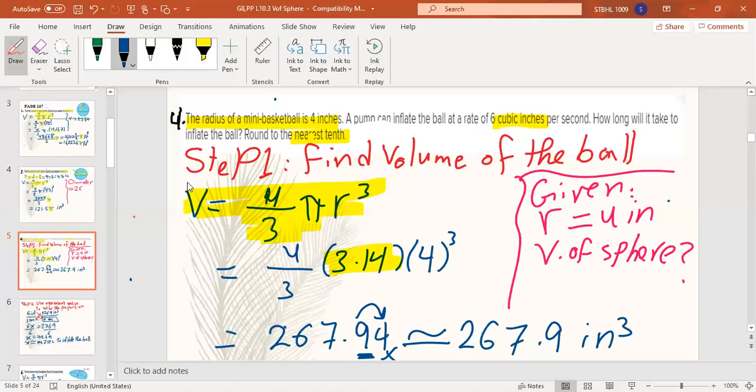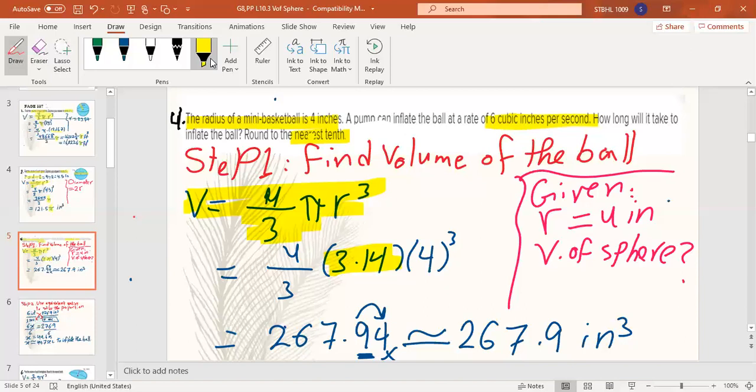And let's read the question again. The radius of a mini basketball is 4 inches. A pump can inflate the ball at a rate of 60 cubic inches. Oh, once I see the word rate, it means that I have to write a proportional relationship. The rate here is 60 cubic inches per second. And the question asks you about how long will it take to inflate the whole ball. So I'll explain this point.